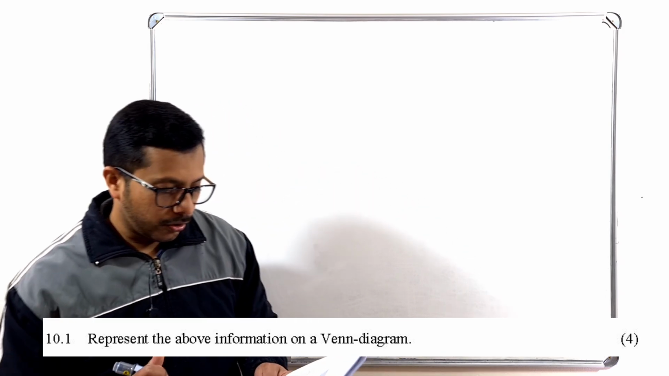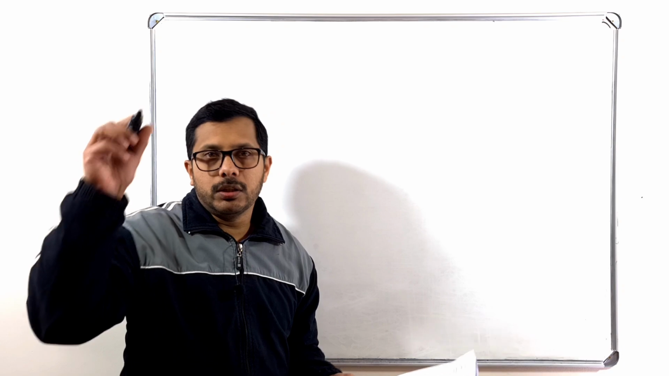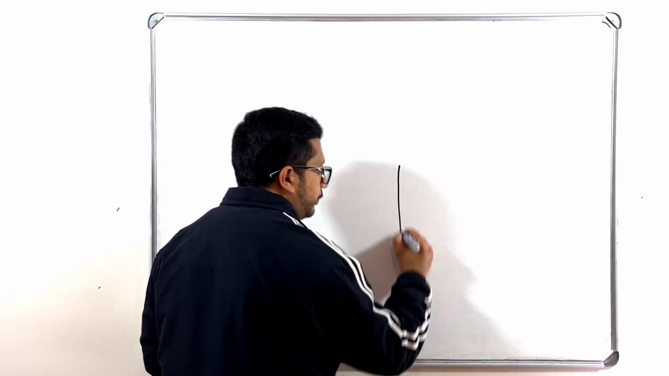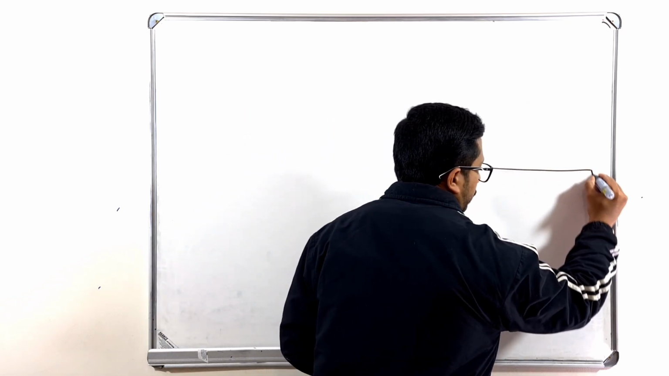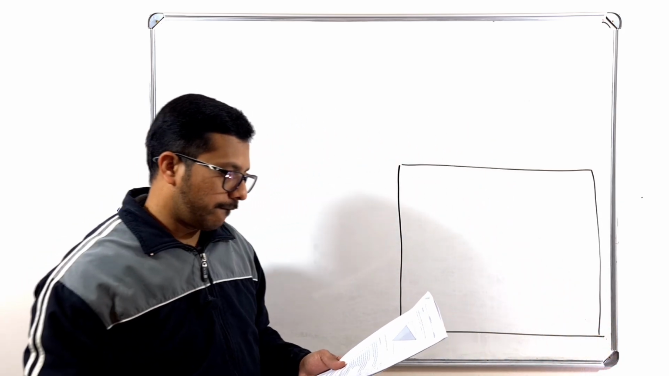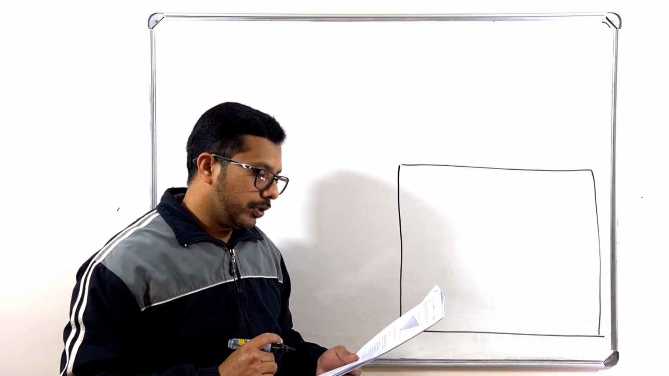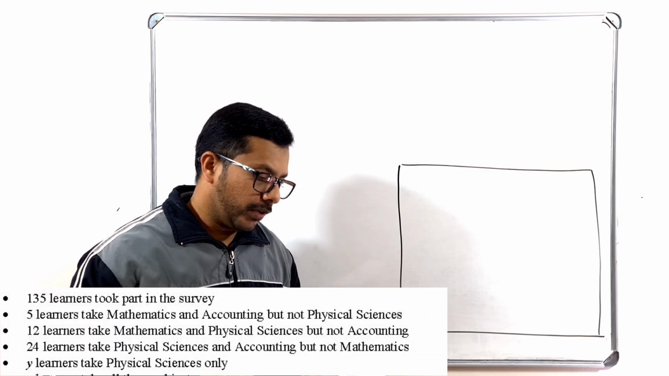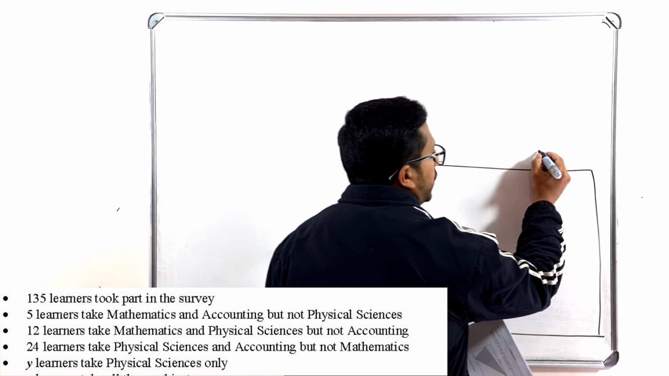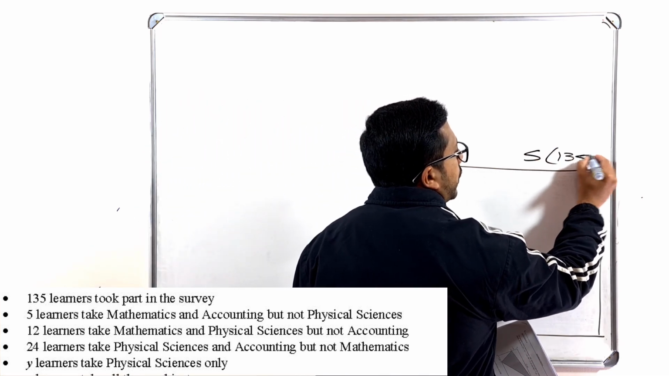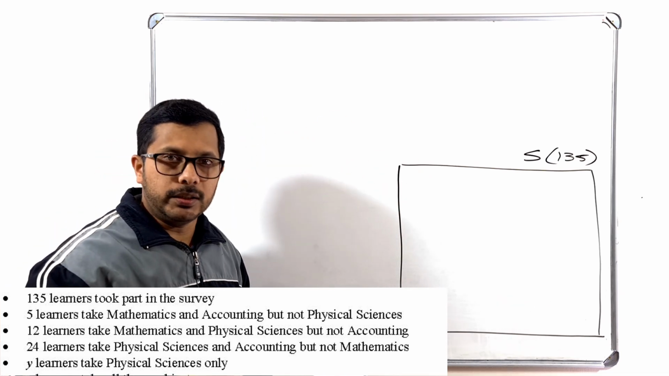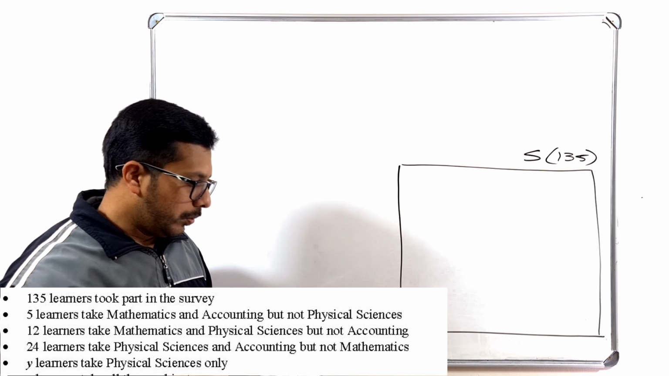Okay. So let's draw the Venn diagram. First, you have to draw the rectangular box. Am I right? Okay. So there is a rectangular box. And what is the first bullet? Total, how many students were interviewed? Look at the first bullet. 135 learners took part in the survey. That means the sample space total is 135. Overall in that rectangular box is supposed to be 135. Do you understand? Okay. Now next one.